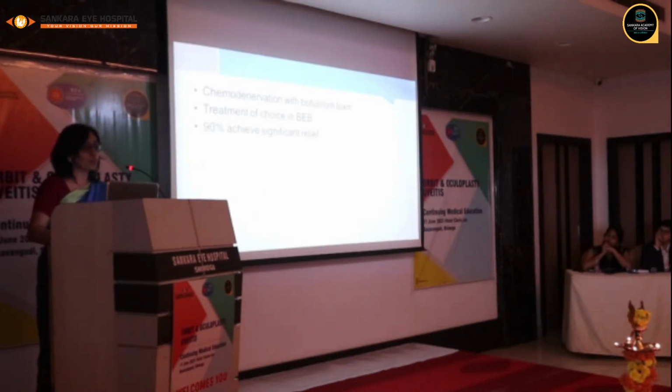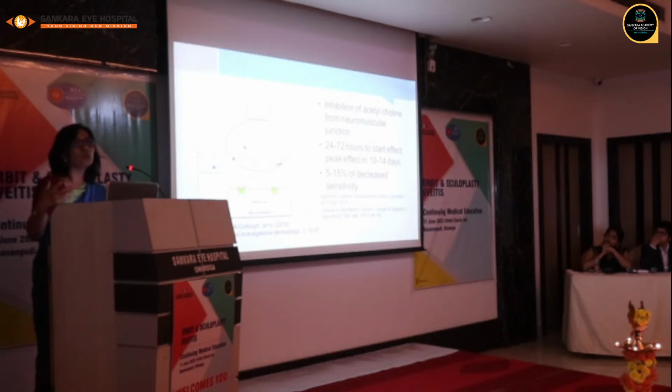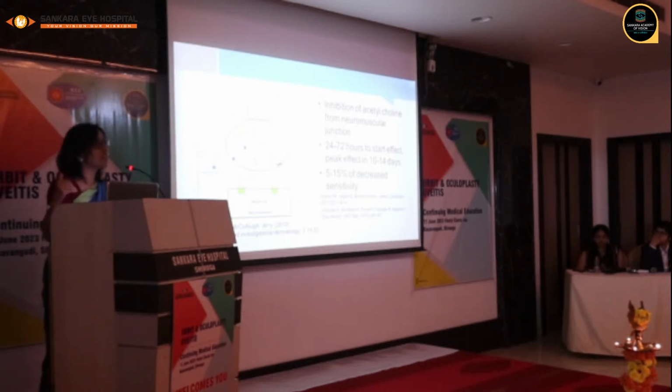The mainstay of the treatment is chemodenervation with botulinum toxin, and this is the treatment of choice. 90% of the patients achieve significant relief. So nowadays everybody is pretty aware of what botulinum toxin is. It inhibits release of acetylcholine from the neuromuscular junction. But when we are injecting, remember to tell the patients the effect is not going to start immediately. It's going to start after 3 days. And the peak effect will be reached in 10 to 14 days.